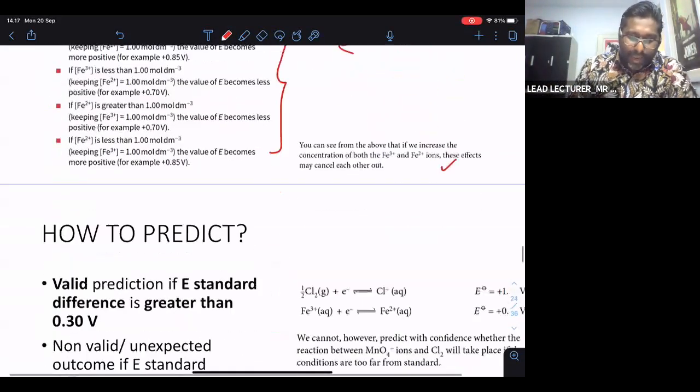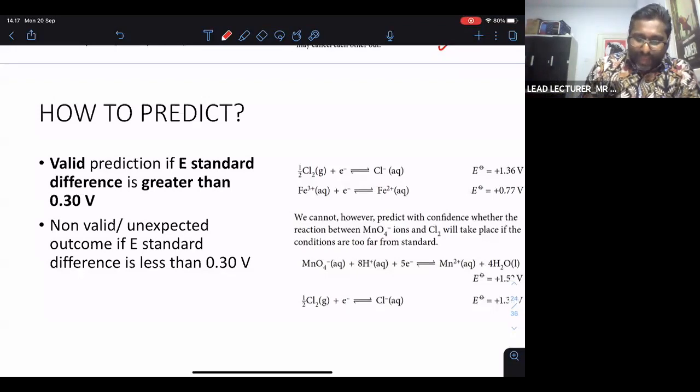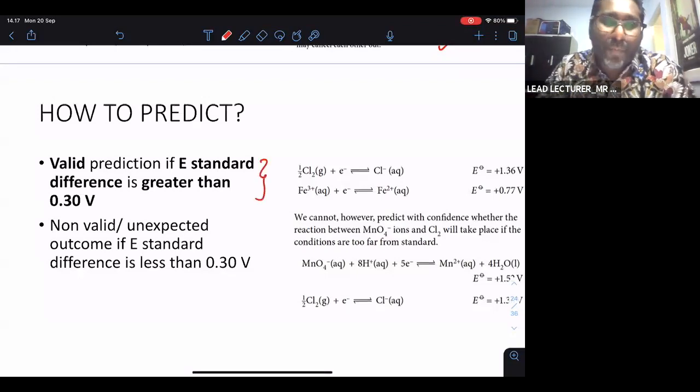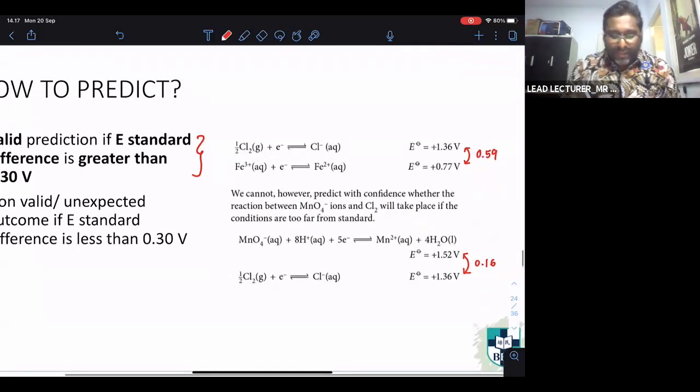So here, how to predict? Can we predict under all conditions? Not really. You cannot predict them under all conditions. You can only do a valid prediction of whether this cell will work, whether I can expect this outcome, if the E standard difference is greater than 0.30. It is going to become non-valid, or you cannot predict, if the difference of E standard is less than 0.30. I'll show you what is meant by that. You can see these two.